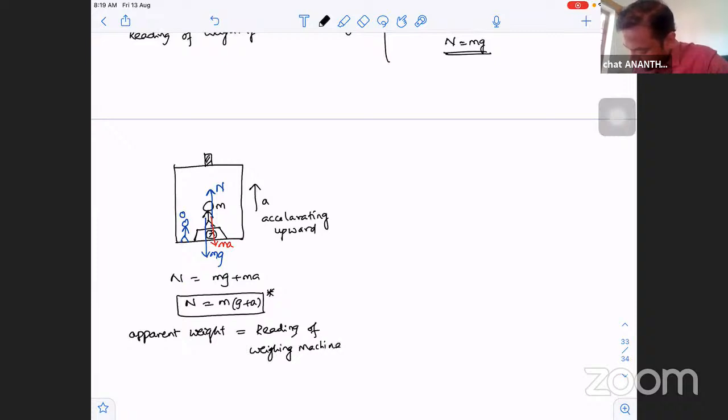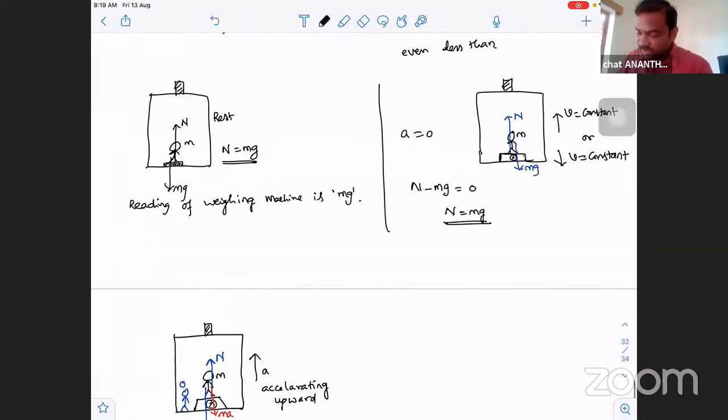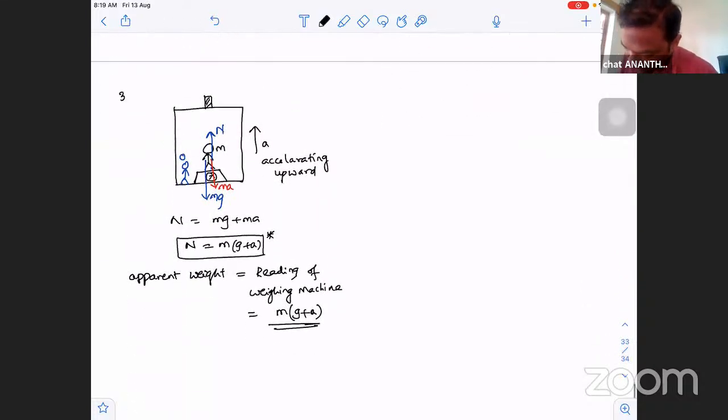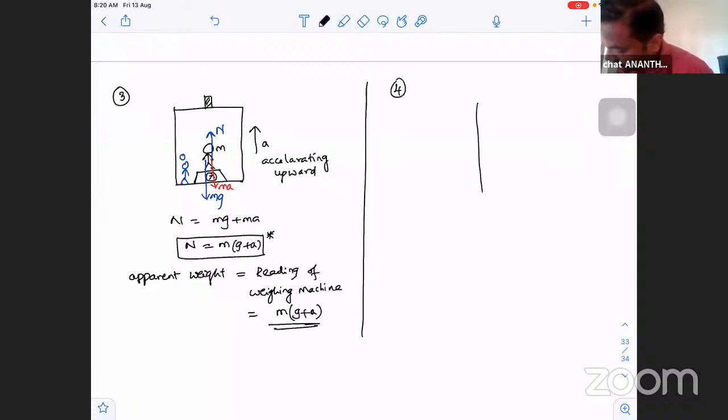Remember, in any question, the reading of the weighing machine is only the normal reaction. So the reading of the weighing machine is m into (g plus a), meaning it will read more than the actual weight. When the lift is accelerating upward, this is the first condition, second condition, this is the third condition. What will be the fourth condition? The fourth condition is when the lift is accelerating downward.